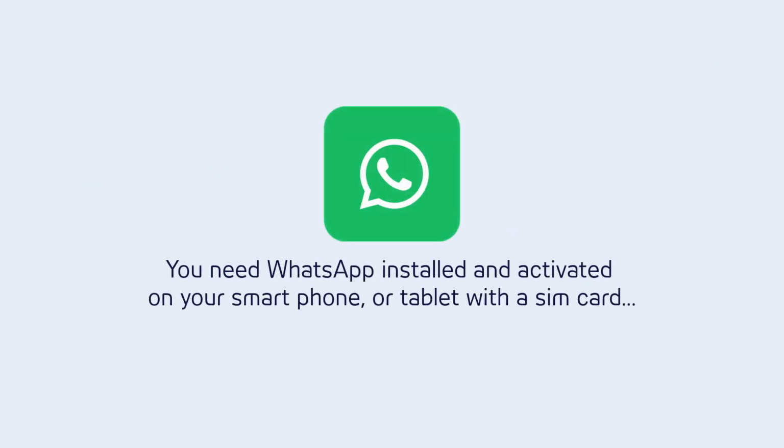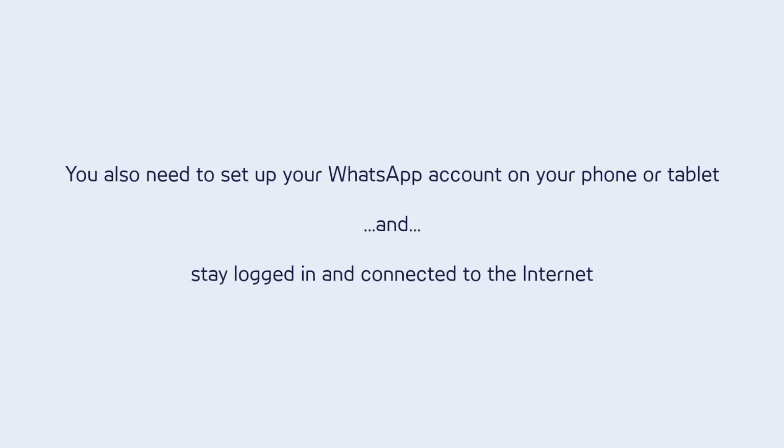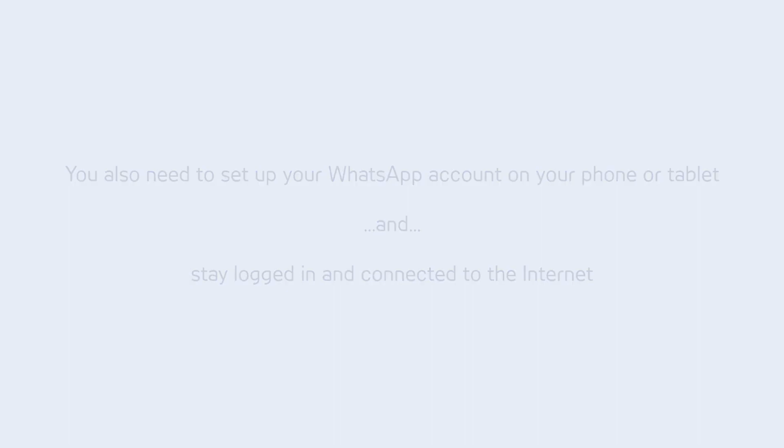First, you will need WhatsApp installed and activated on your smartphone or tablet with a SIM card. You can download WhatsApp for your iPhone or Android phone through the appropriate App Store. You will also need to set up your WhatsApp account on your phone or tablet and stay logged in and connected to the internet to use accessible WhatsApp on your communication device.